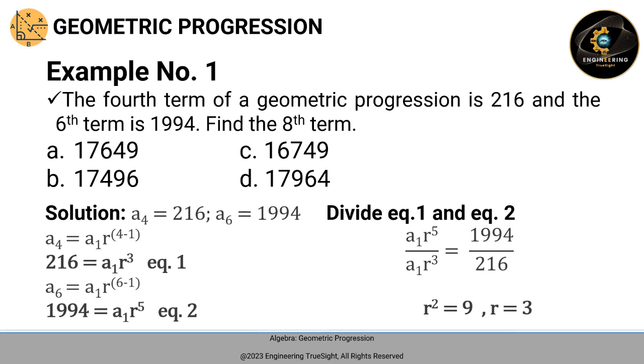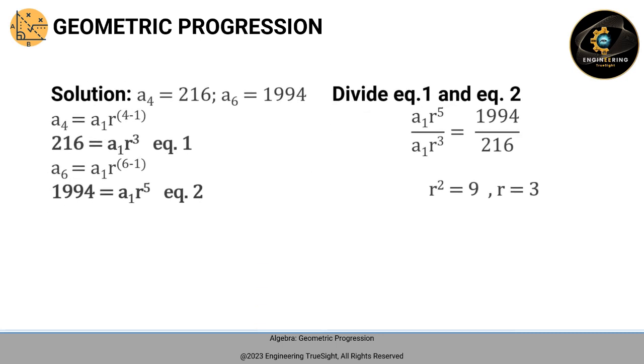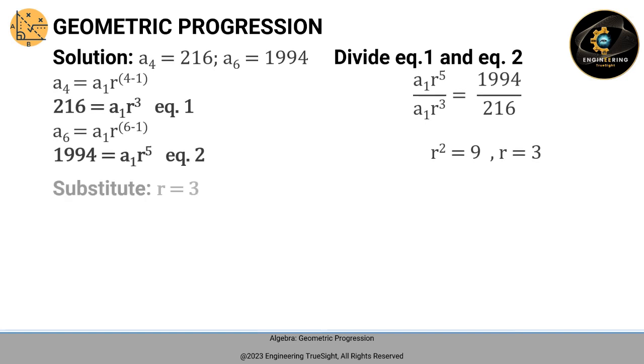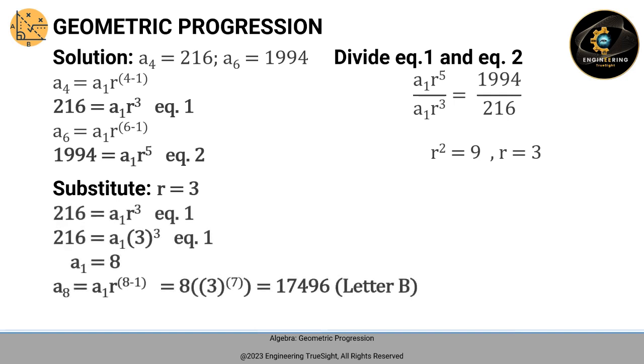Simplifying, we should get r squared is equal to 9, and by solving it, we should get r is equal to 3. Substituting r is equal to 3, 216 is equal to a sub 1 times r to the power of 3. 216 is equal to a sub 1 times 3 to the power of 3. And we should get a1 is equal to 8.